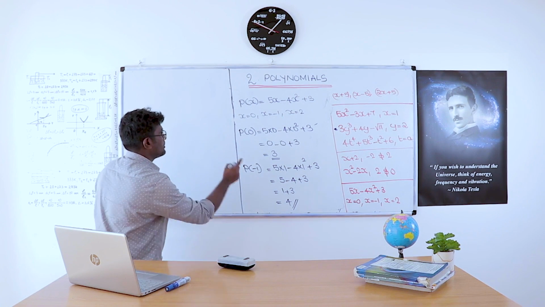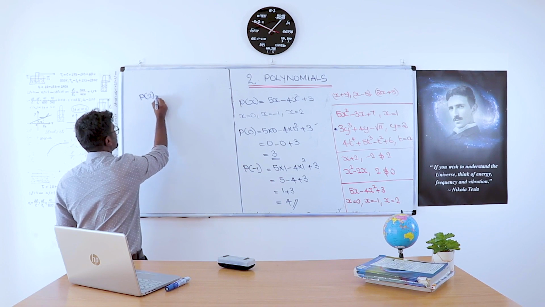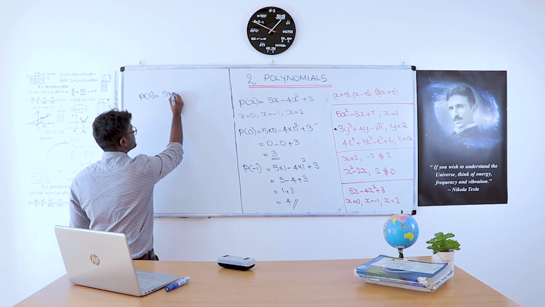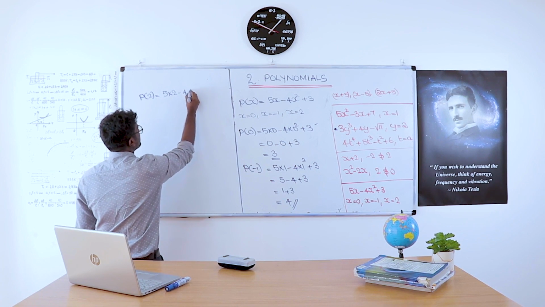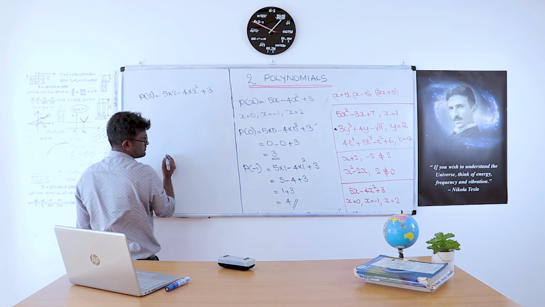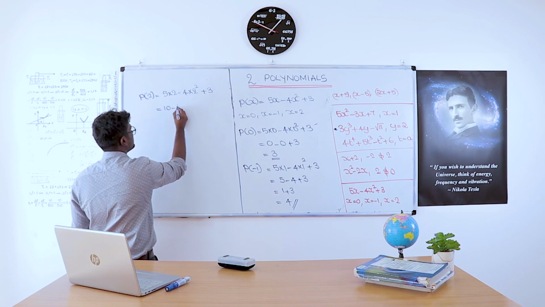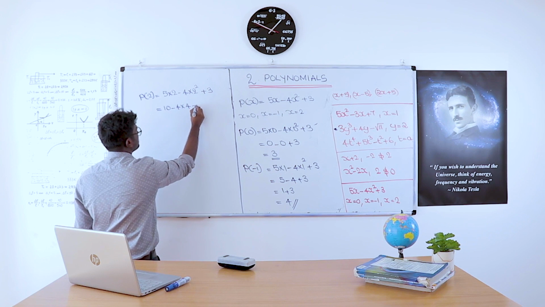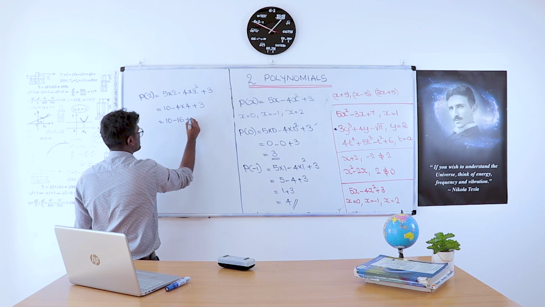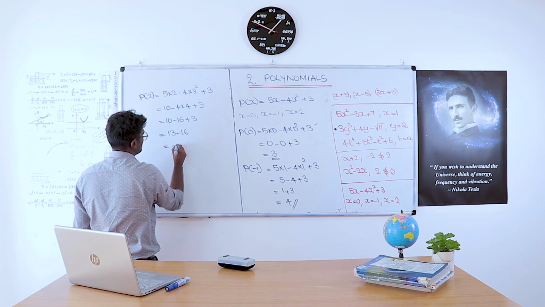Then we want to find out P of x equal to 2. That is P of 2 equals 5 into 2 minus 4 into 2 square plus 3. That is 5 into 2 is 10, minus 4 into 2 square, which is 16, plus 3. That is 10 minus 16 plus 3. That is 13 minus 16, which is equal to minus 3.